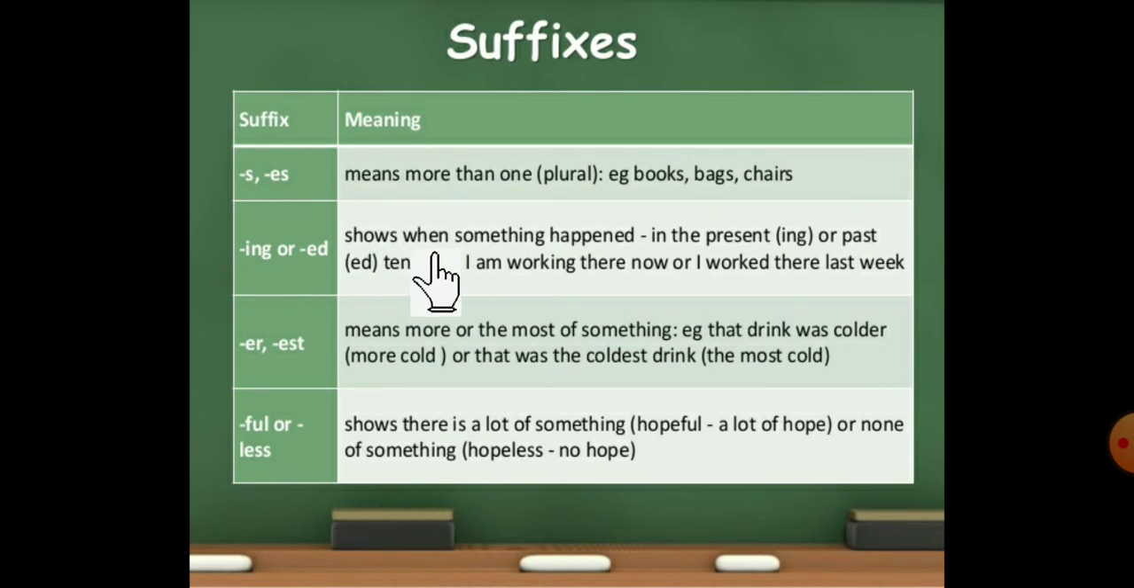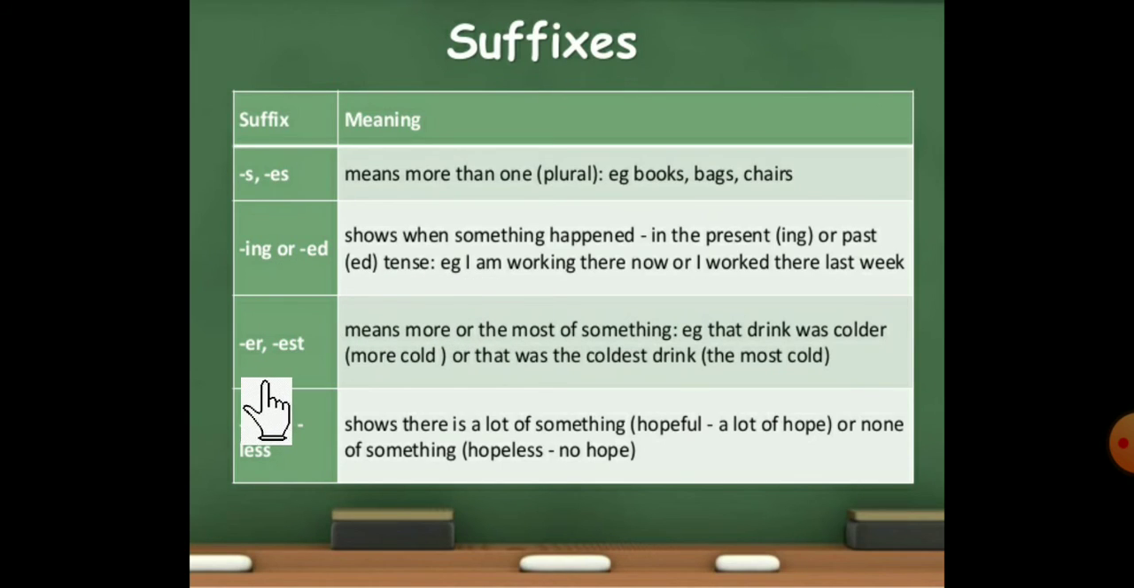Next, ing or ed. Ing or ed shows when something happened, in the present or past. So in present we are using ing, and in the past we are using ed. Okay. Example, I am working there now, or I worked there last week. So here we used ing because it is a present tense sentence, and here, I worked, ed. Okay, so it is a past tense sentence. Got it? So as per the tense we are using ing and ed.